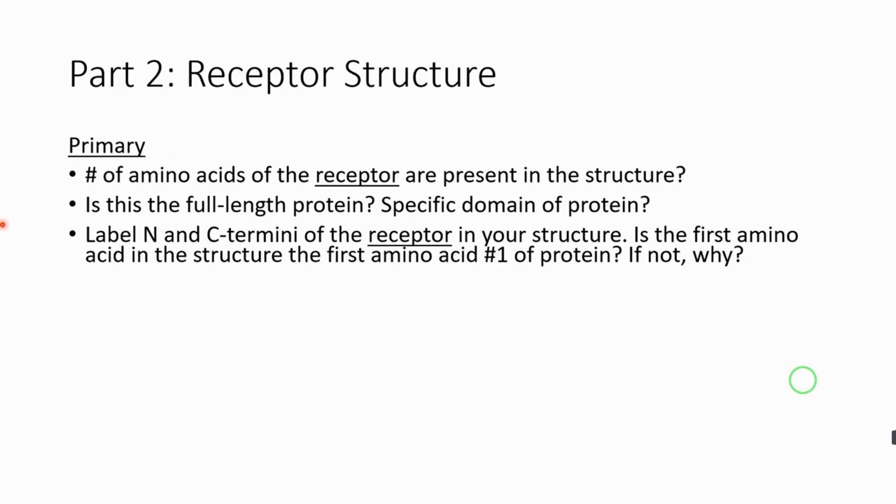For primary structure, you want to mention how many amino acids from the receptor are present in the structure. And is this the full-length protein, or is it maybe a specific domain of the protein? You want to label the N and C termini of the receptor in your structure, and is the first amino acid in the structure the first amino acid of the protein? And if not, why? And this goes back to whether or not this is the full-length version of the receptor protein.